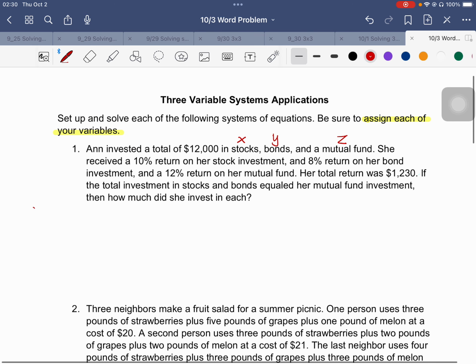Let's write it here. X equal to stocks, Y equal to bonds, Z is mutual fund.